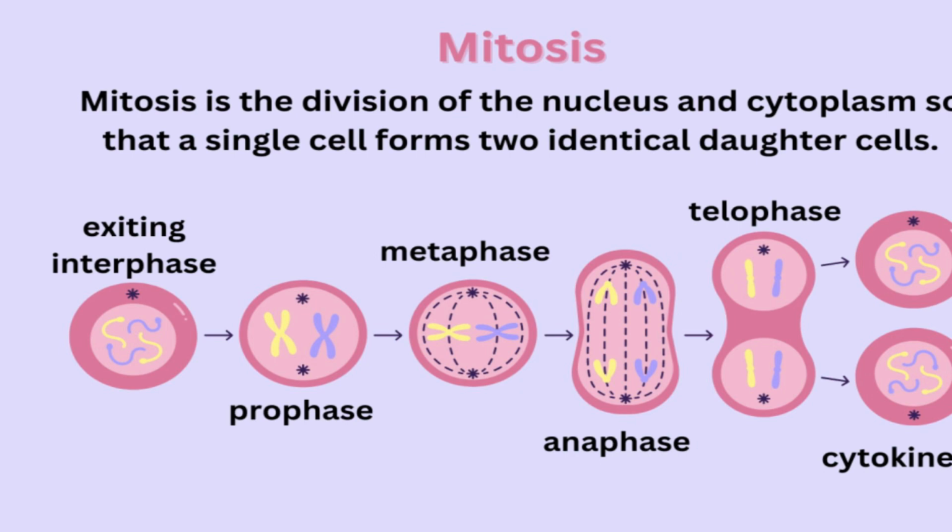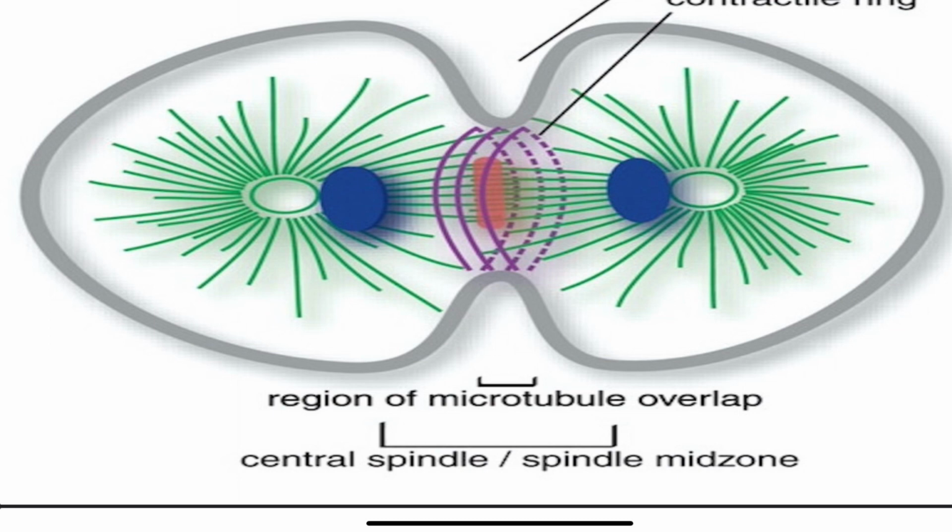The final step of mitosis, telophase, is when the chromatids move to opposing ends of the cell and two nuclei are formed. After this, cytokinesis starts. Cytokinesis is the final step of the cell cycle. The cytoplasm divides and creates two daughter cells.